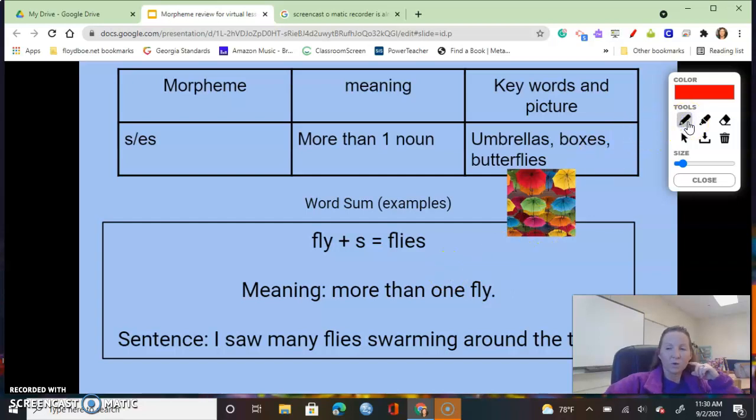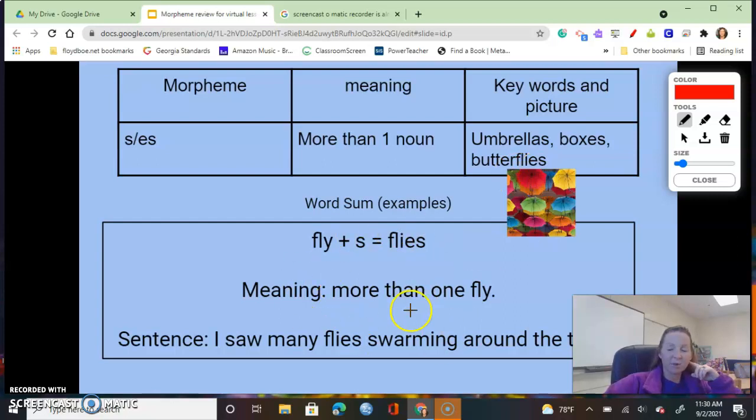Hey guys, we're going to talk about the morphemes that we've already learned so far. The first morpheme that we talked about was ES, and that means more than one. Some examples are umbrellas, boxes, butterflies.